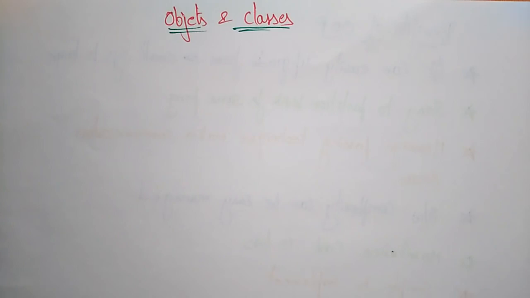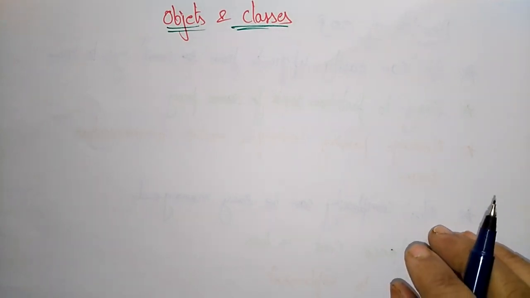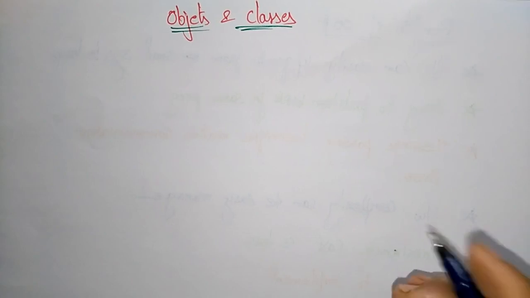Hi students, welcome back. Coming to the next topic, that is objects and classes. These are the major pillars used in object oriented programming languages. So what are objects and classes? Objects are nothing but an instance of a class.